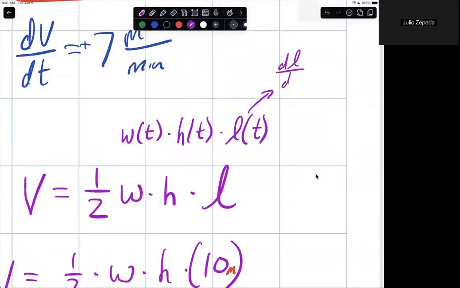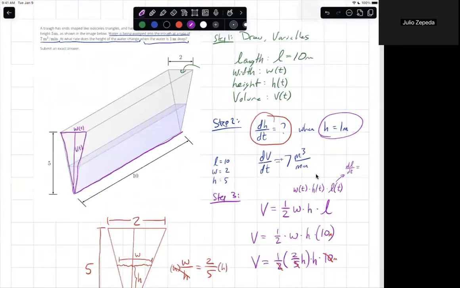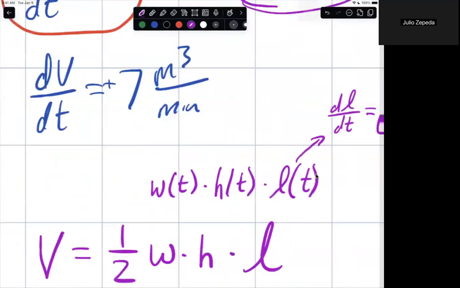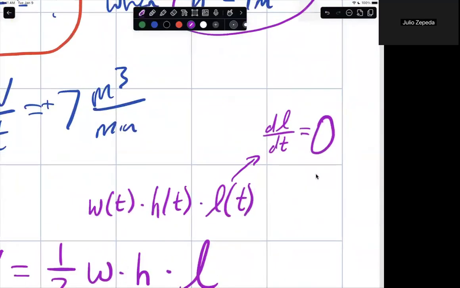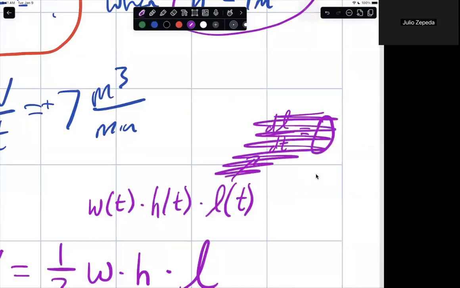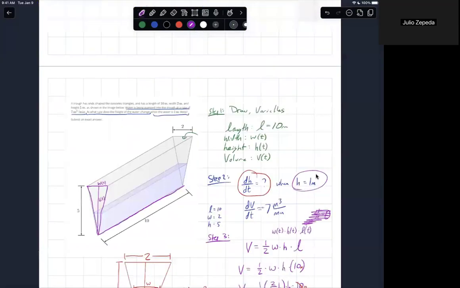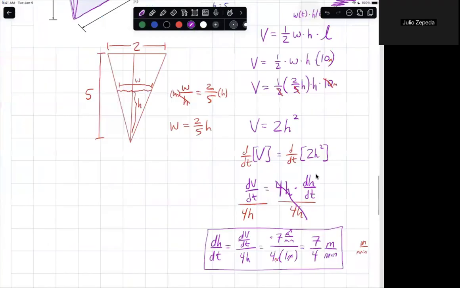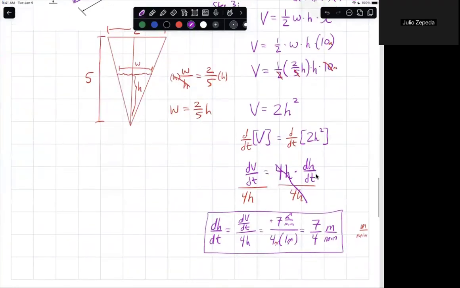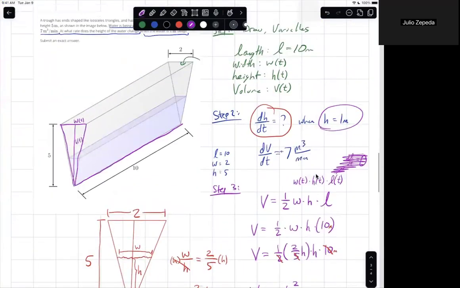When you take the derivative of L, you're going to get dL/dt, which since L is a constant, how is the length changing? The length of the water is not changing. So that's going to be 0, and it'll end up canceling a few terms out. Okay, so I'm not going to spend the time to go through that. This solution is nice and short. Okay, so that is our answer, and I hope that helps out a little bit.